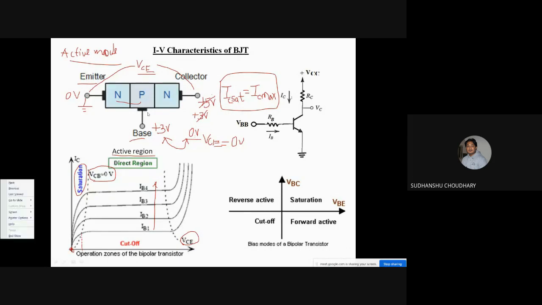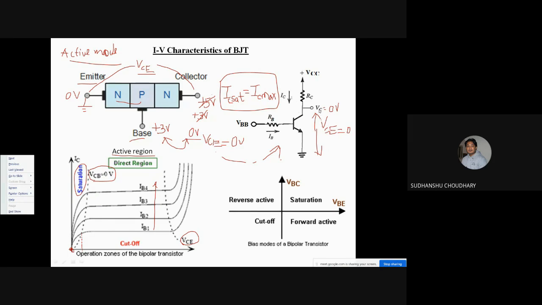What happens when VCE is 0 in this circuit? VCE is between collector and emitter. The emitter is already grounded, so VCE is obviously 0 volts here, because VC is connected to 0 volts. So we have reduced the collector voltage supply to 0 volts, and we bring VCE to 0.